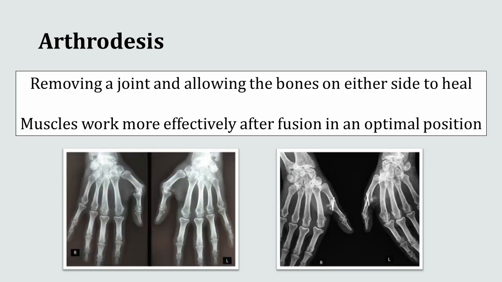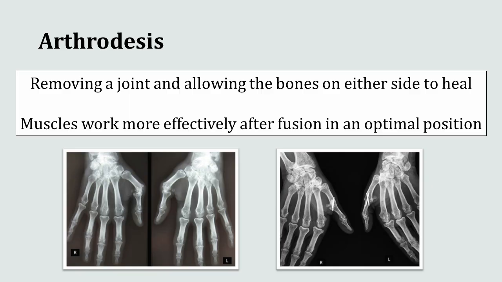And then arthrodesis, which is a fancy way of saying joint fusion. So this is just removing the joints and allowing the bones to heal on either side. So what you do is you make an incision, you remove the cartilage on either side of the bones that you want to fuse, you position them just as you want, and you fuse them together.